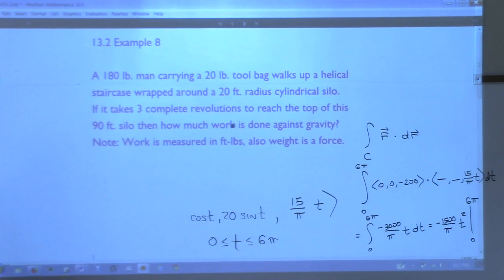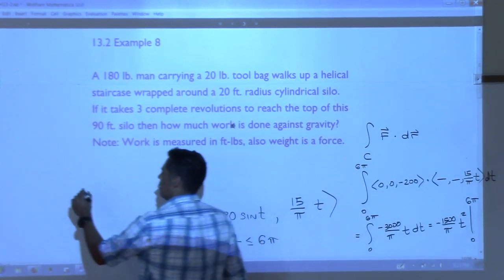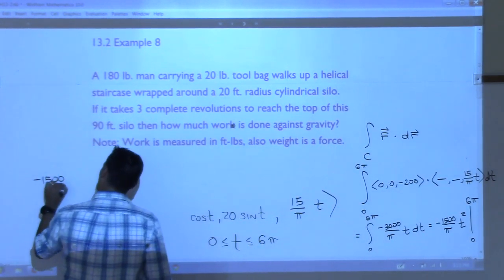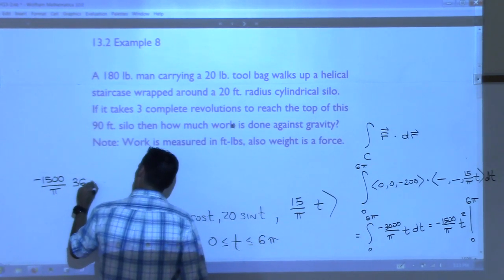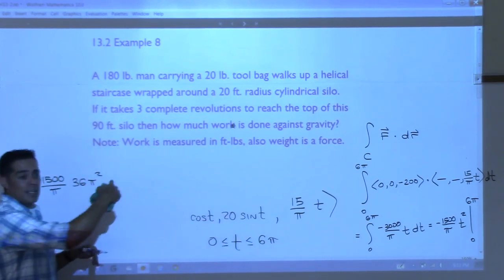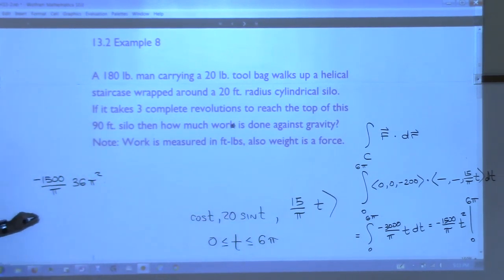Actually, 6 pi goes into the t squared. Oh, I forgot to square. I'm sorry. I forgot to square it. I just put it in as t. My fault. So we get negative 1,500 over pi times, and then you plug in that, so you get 36 pi squared. And then when you plug in 0, it's all gone. So one of the pi's cancels, so 36 times 1,500.